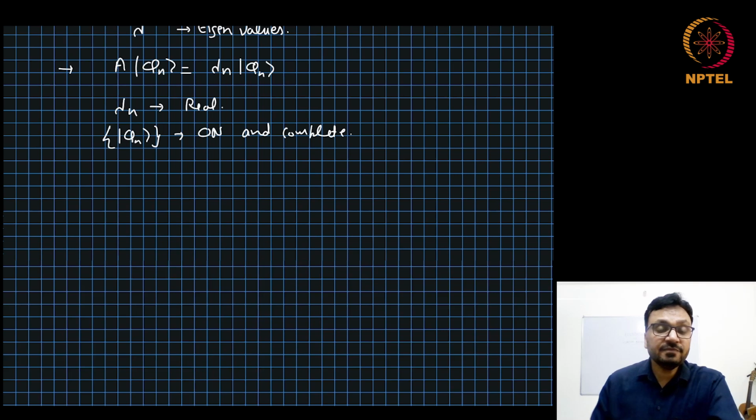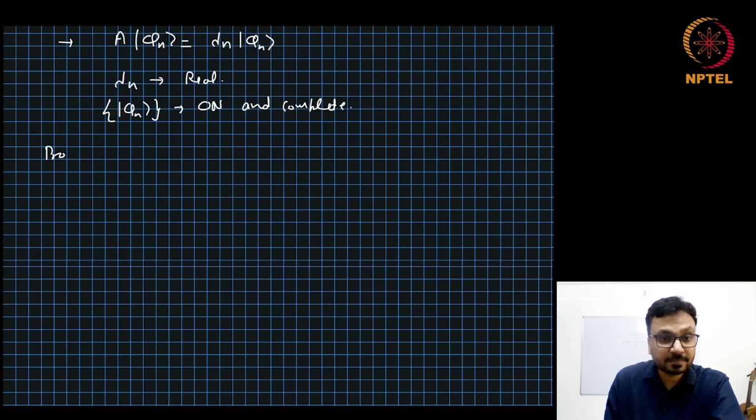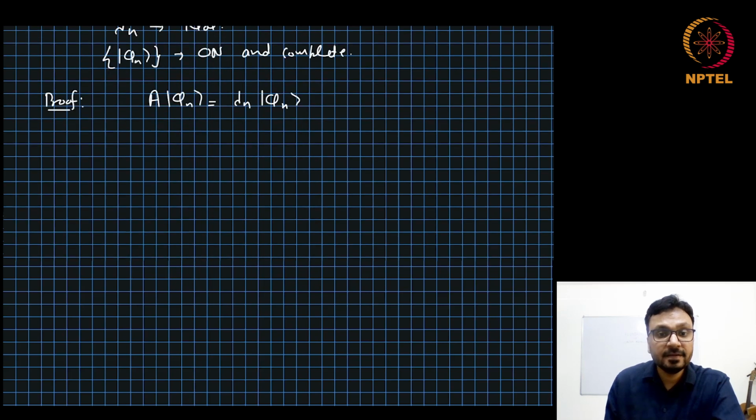So let me say it again. For a Hermitian operator, a self-adjoint operator A, the eigenvalues are always real and the eigenvectors form a complete and orthonormal basis. Now, the proof of that is fairly straightforward. Let us say we have A acting on phi n gives us lambda n phi n. Let us take the inner product of this with some phi m, lambda n phi m phi n.